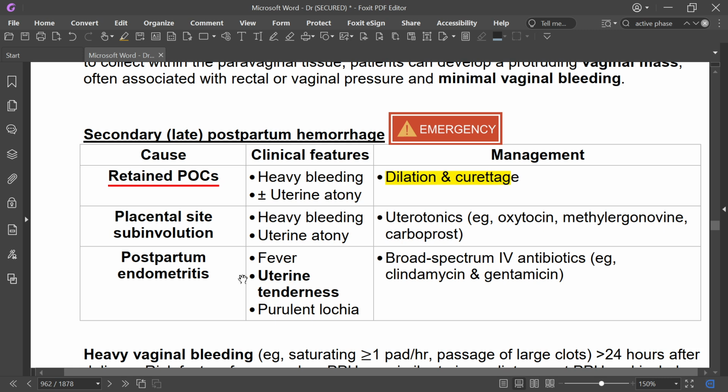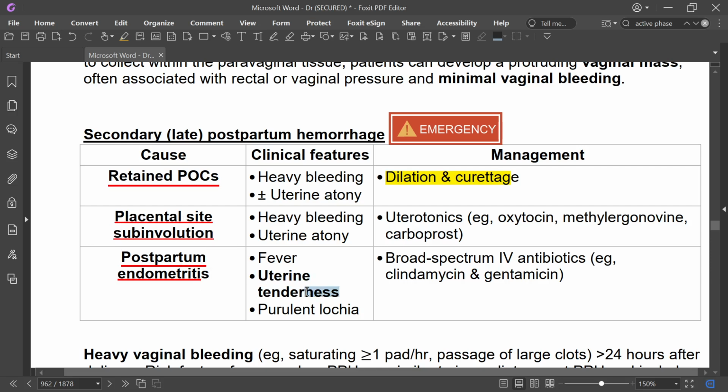Postpartum endometritis presents with fever, uterine tenderness, and purulent lochia. For this, clindamycin and gentamicin should be given. Fever, uterine tenderness, and purulent lochia: postpartum endometritis. These three are the causes of secondary late postpartum hemorrhage.